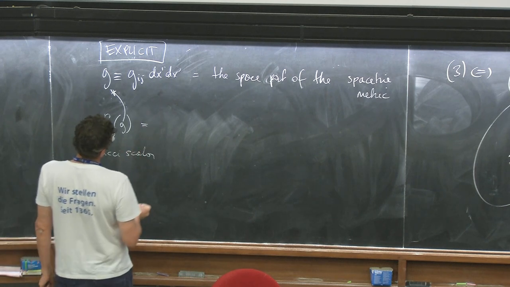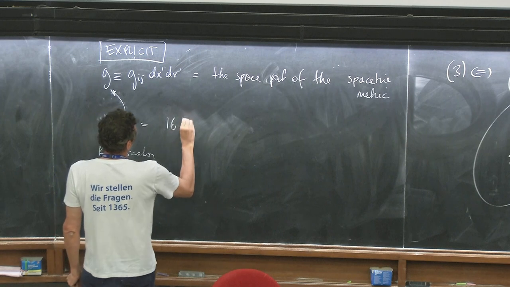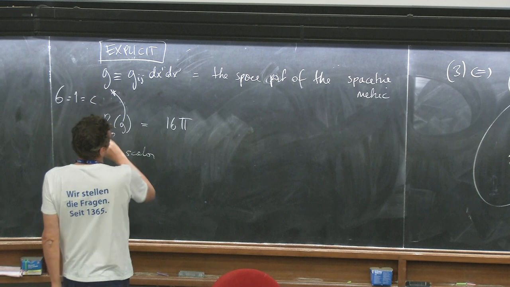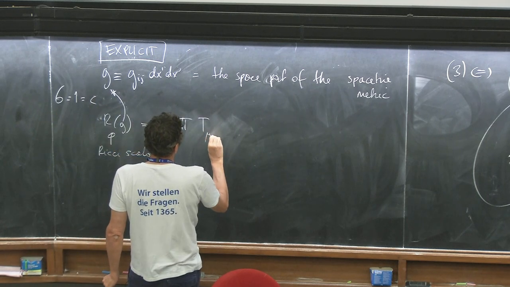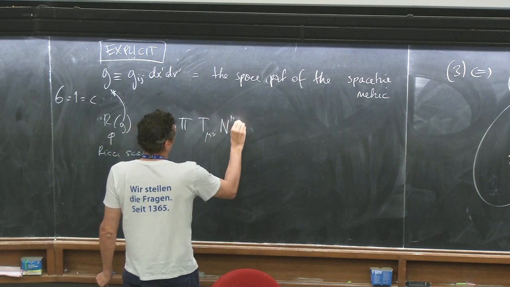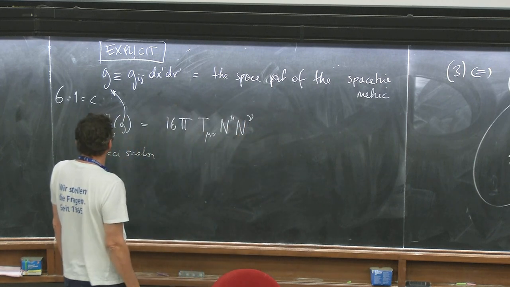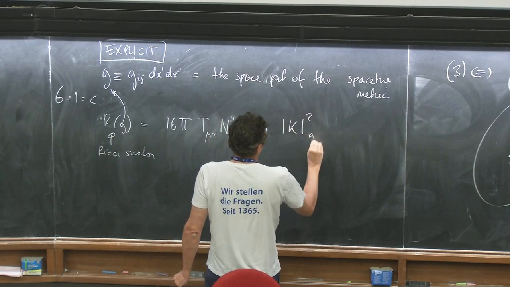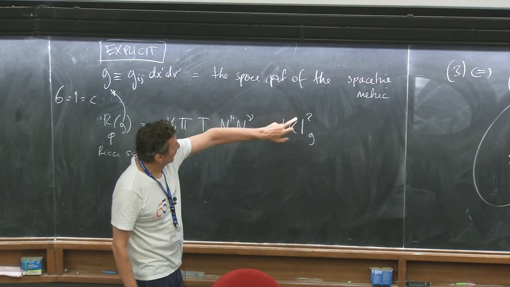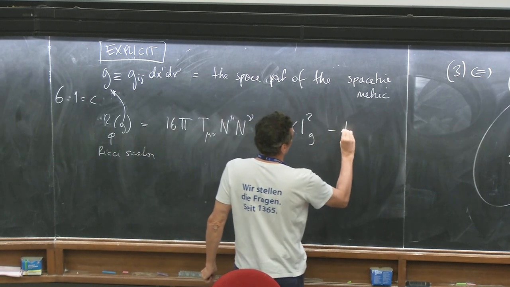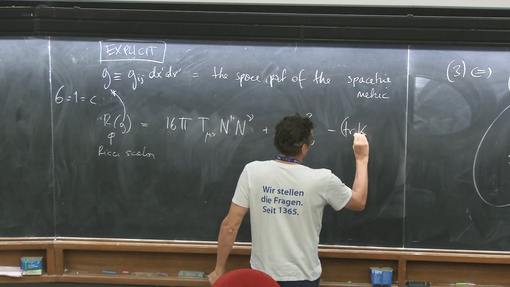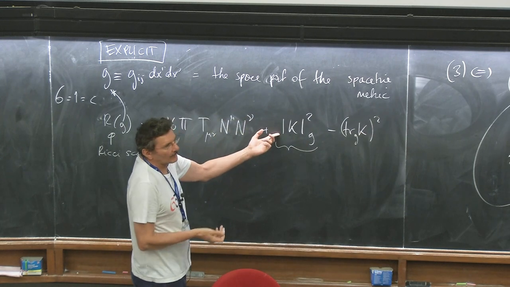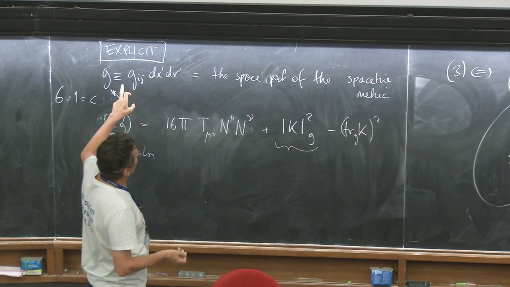is equal to 16 pi, G is 1, c is 1, T mu nu, a mysterious vector n mu and nu, plus a mysterious tensor K. I take its norm, the metric g, minus trace K with respect to the metric g, squared. So this is the norm of a tensor using this Riemannian metric now.